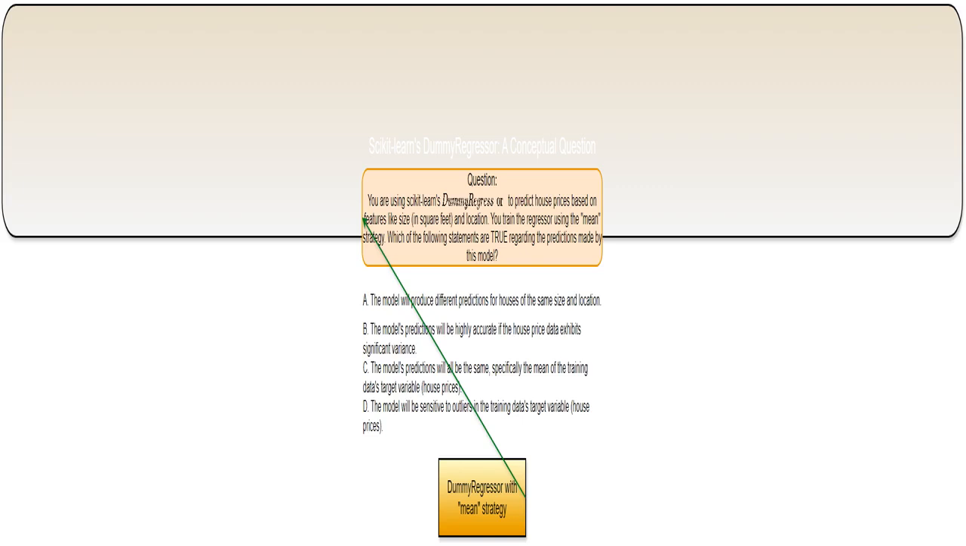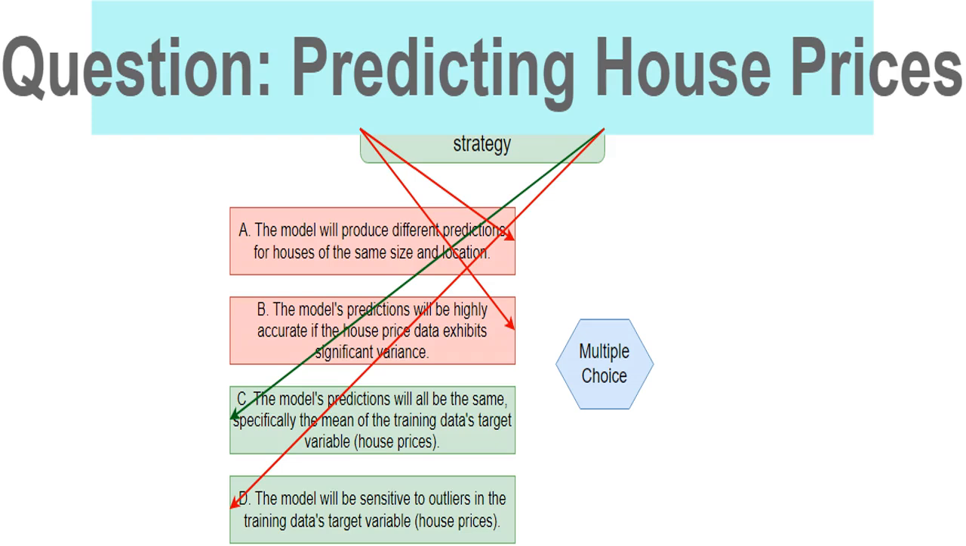This sets the scene. We're dealing with a DummyRegressor in Sklearn that makes predictions of house prices using the mean method. We'll evaluate several statements about the predictions it makes. This is the core question.